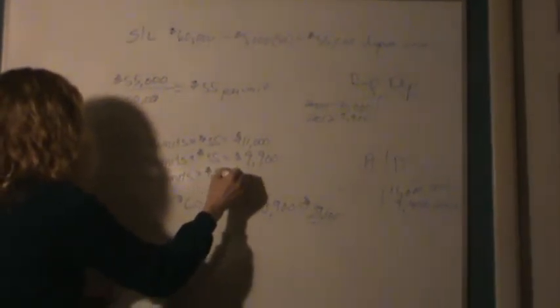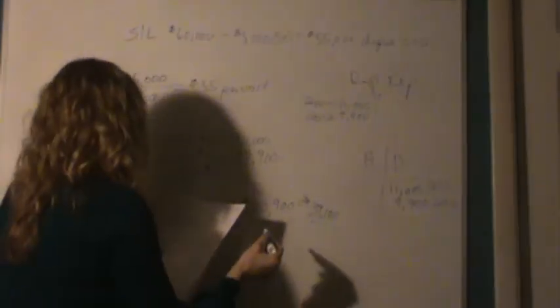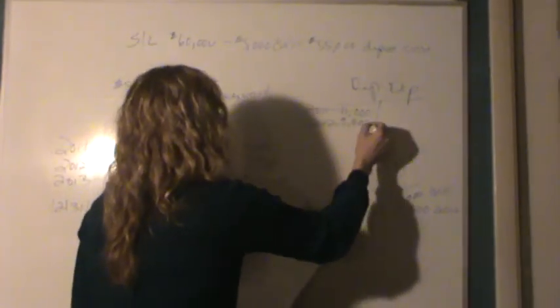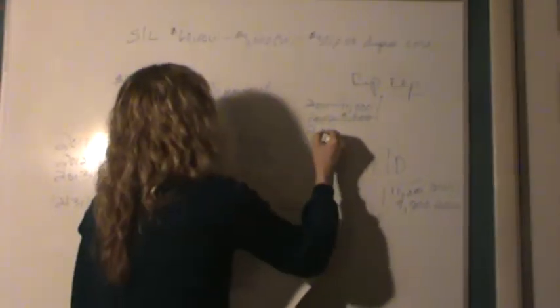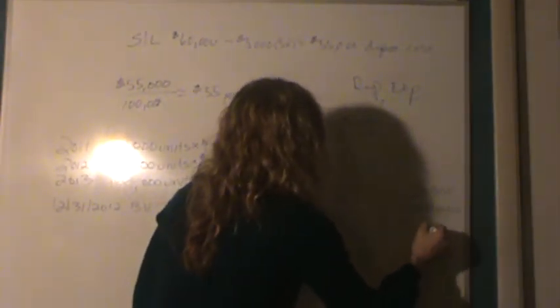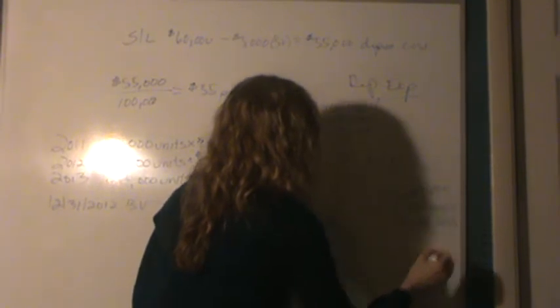Okay, let's go ahead. In 2013, we have 22,000 units. We multiply that by 55 cents per unit, and we get $12,100. Of course, 2012 would have been closed out. So 2013 depreciation expense is $12,100, and the amount we add to accumulated depreciation for 2013 is $12,100.